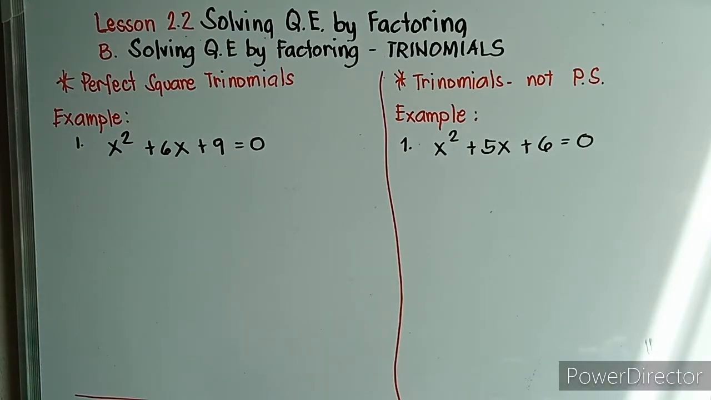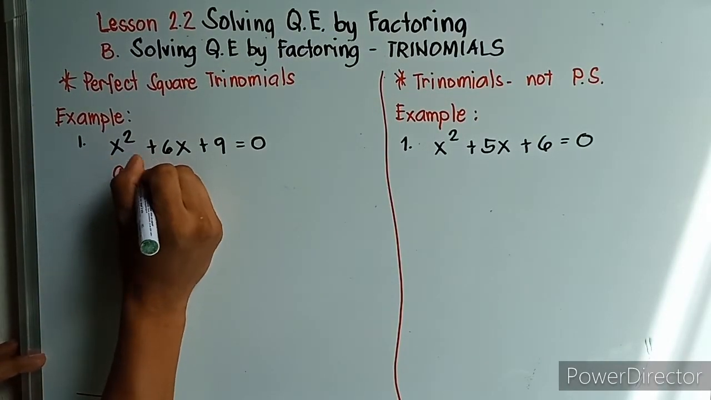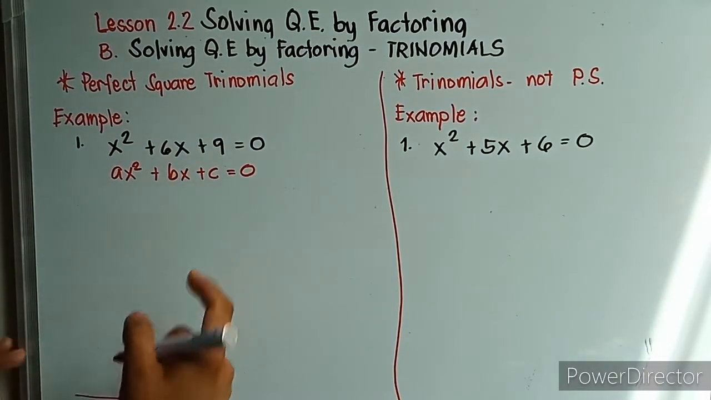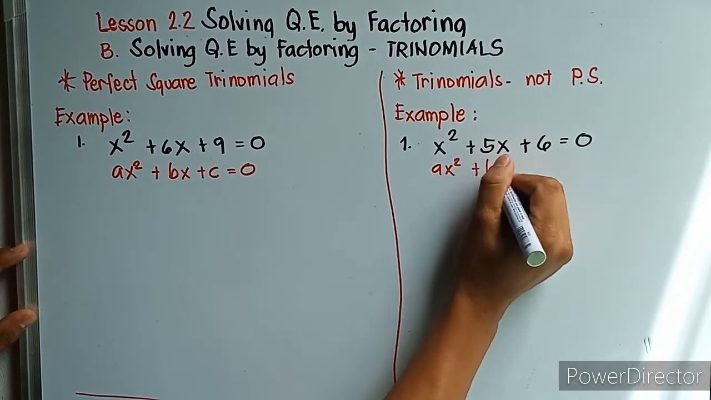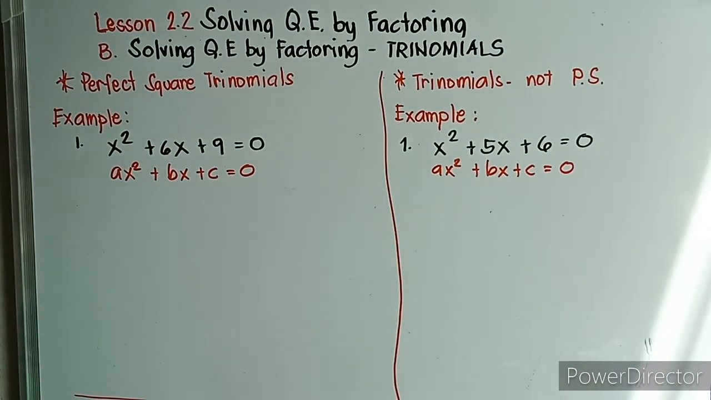For the steps in solving quadratic equations by factoring, first, we have to set the quadratic equation in the standard form ax squared plus bx plus c equals 0. So, from our example 1, we have ax squared plus bx plus c is equal to 0. So, we are now in standard form, which is our first step. Second, we are going to factor the quadratic equation.